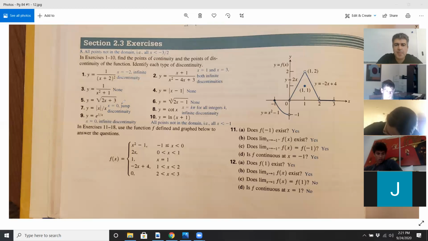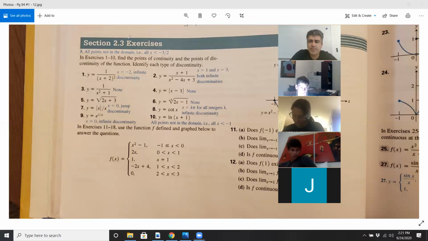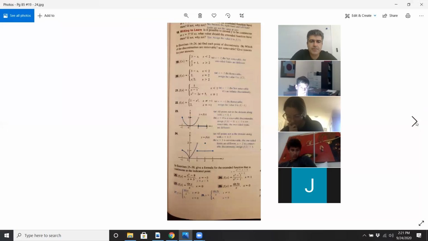Someone asked about 19. Why is 19 removable? So let's go through 19. Let me zoom in.